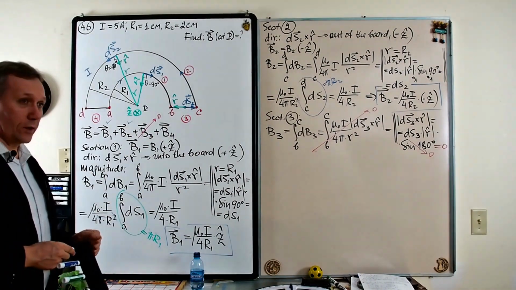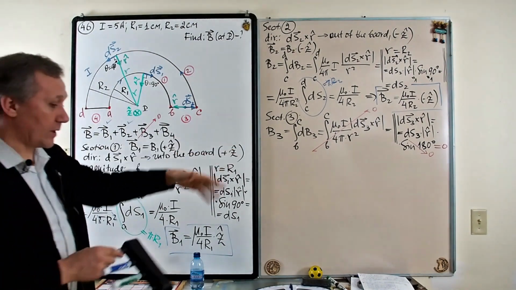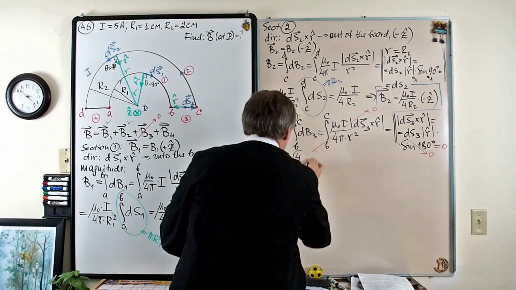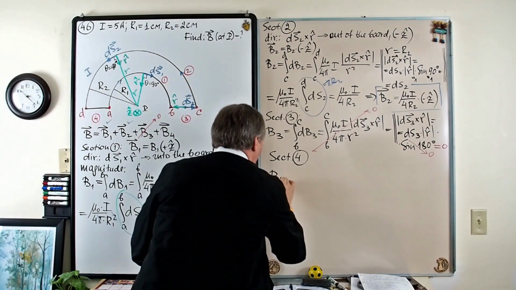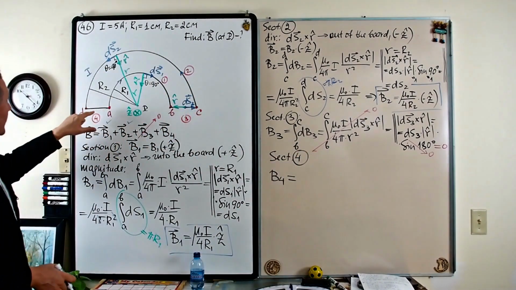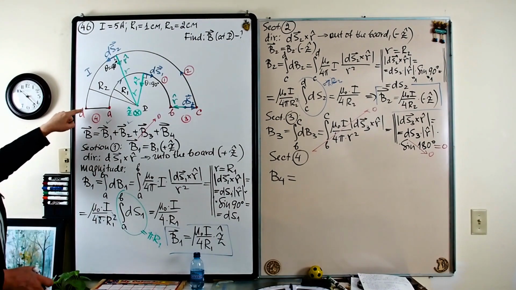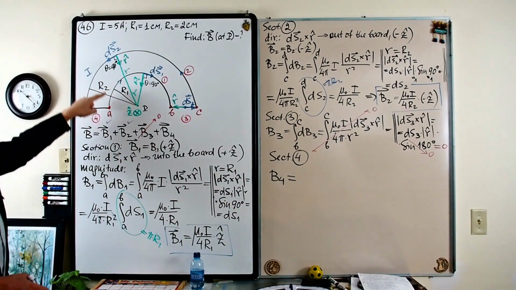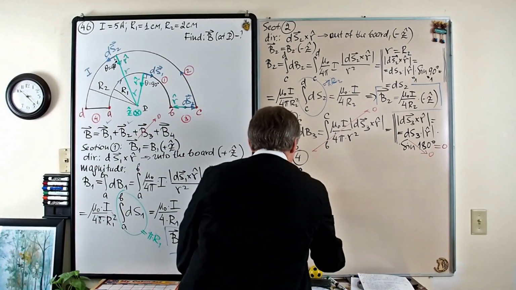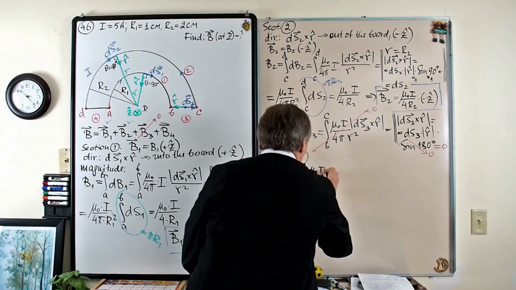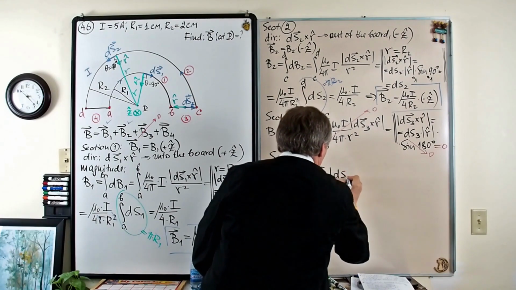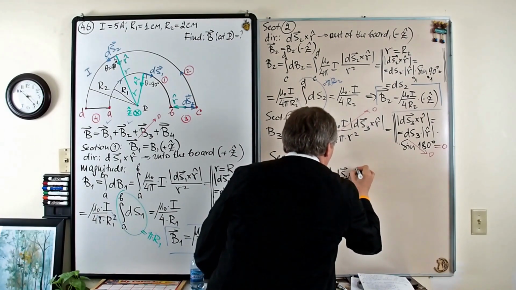Next, section 4. The situation will be very similar, and I will address it in a very similar way. So now let me write section 4. Again, B4. Again, it's an absolute value, and I will write immediately this part. And now in section 4, we integrate from point D to point A, in the direction of the current. So, the integral from point D to point A of mu naught I over 4 pi r squared, and then the absolute value of ds4 cross r hat.